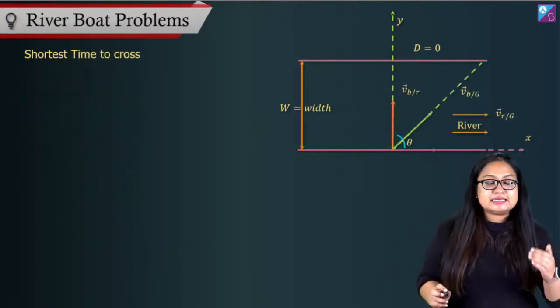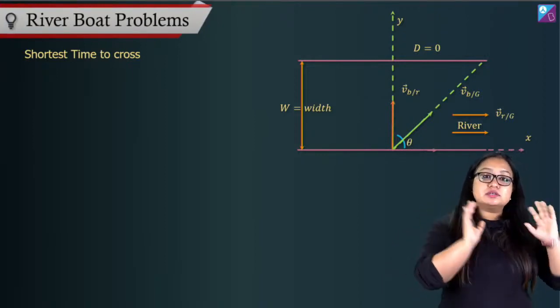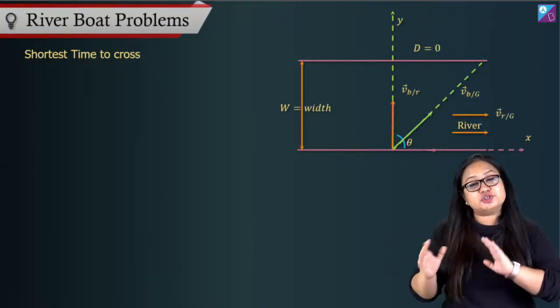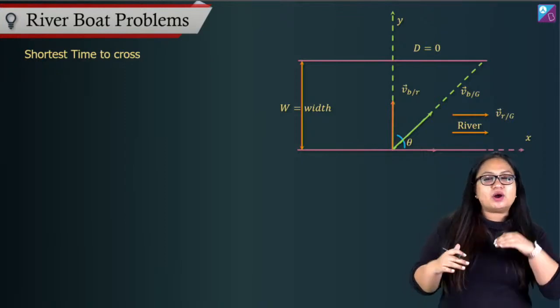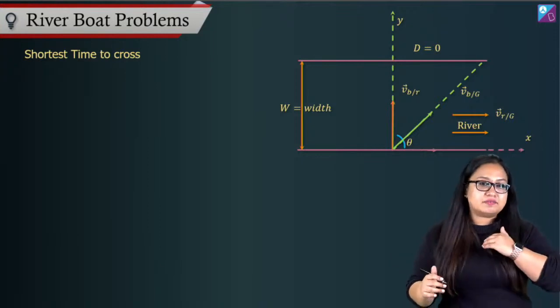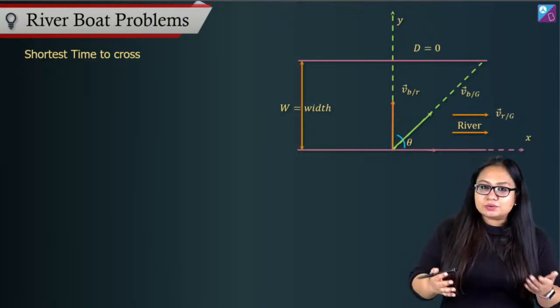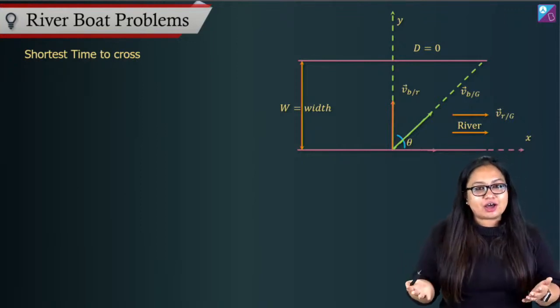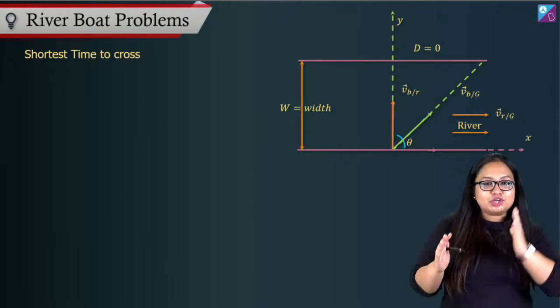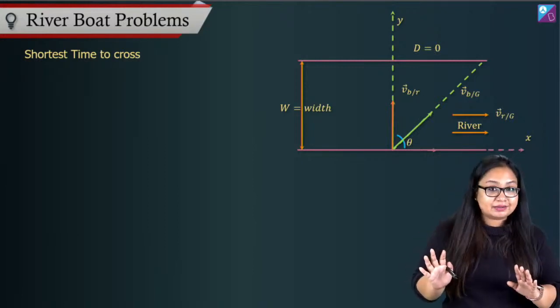So the next thing, next specific case: we talked about the shortest path. Now let's talk about the shortest time. What if you did not care about the path, but you cared about time? You were in a hurry, you want to cross the river in the minimum time possible, right? Then you make sure that your velocity does not get cancelled anywhere, right?